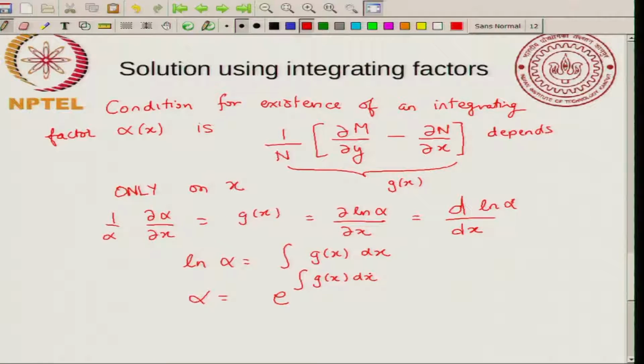So, the condition for existence of an integrating factor that depends only on x is that this quantity (∂m/∂y − ∂n/∂x) times 1 by n should depend only on x. Okay. Now, notice that if ∂m/∂y equals ∂n/∂x, then of course you have an exact differential and you do not need to go through any of this. You do not even need to find an alpha. So, we are looking at how this is deviating from the exact differential and then dividing it by n and seeing whether we can find an integrating factor that depends only on x.